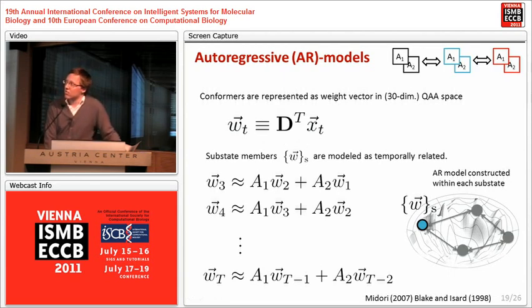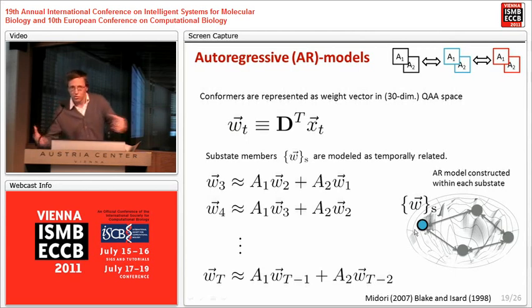And transition matrices in a linear way are what are actually computing the next conformer given the two previous. So it's the second order auto-regressive model. And this model is constructed at each of the 78 substates that I've identified using the hierarchical clustering.